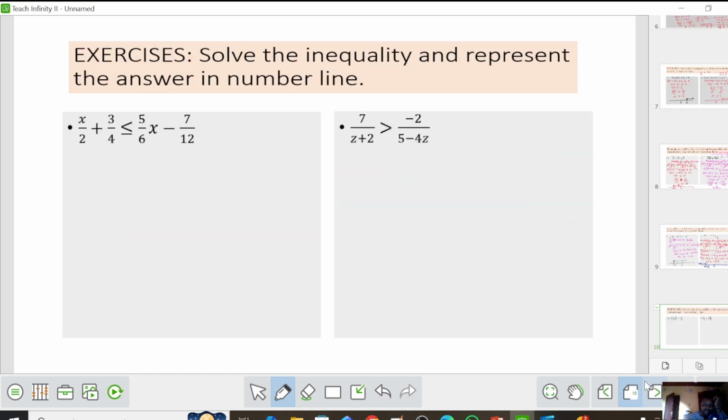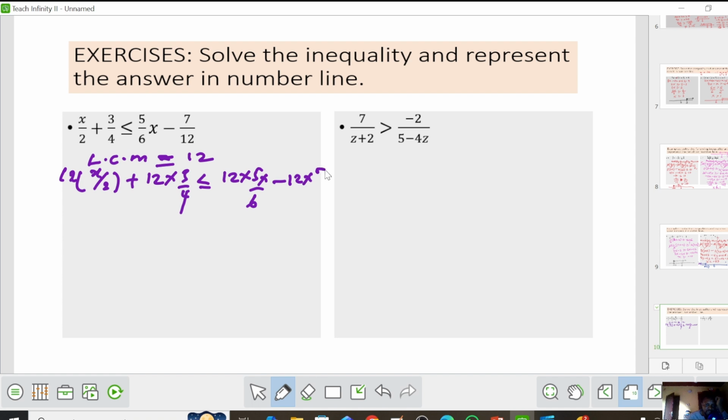The next slide is still a fractional one. This is an exercise for you. What you do is just multiply through by the LCM. 2, 4, 6 are all factors of 12. If they are factors of 12, it means 12 is their LCM. So the LCM here is equal to 12. If you multiply each of them by the LCM, 12 times x over 2 plus 12 times 3 over 4, less than or equal to 12 times 5x over 6 minus 12 times 7 over 12.